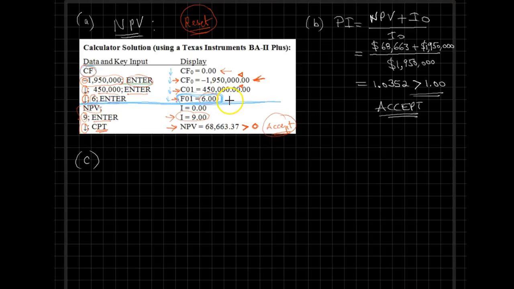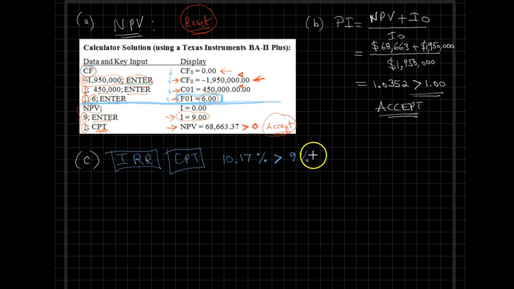What you will do is press IRR, compute. So that's amazing. Just press IRR and then the compute key, and it should automatically give you the IRR of the project. In our case, it should come out as 10.17%. And again, just by looking at the magnitude of the IRR, because it exceeds the 9% required rate of return, we can confidently say that we are supposed to accept this project.